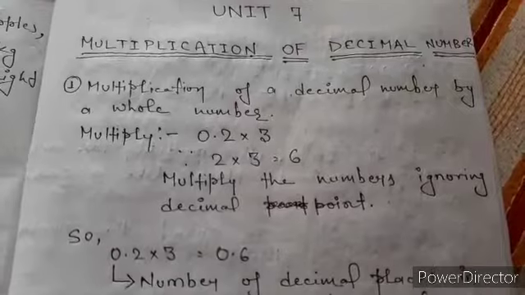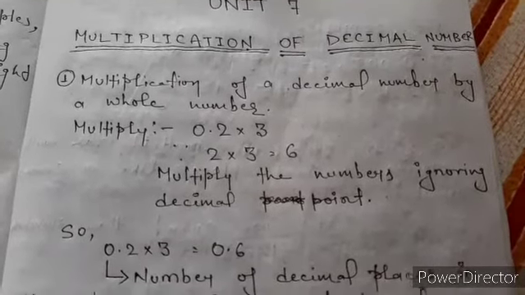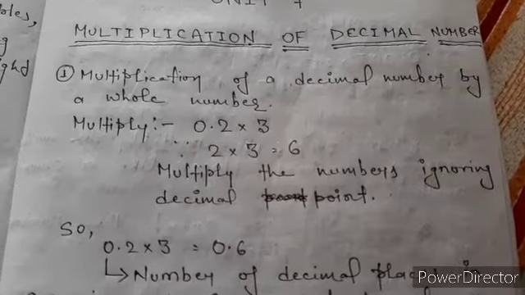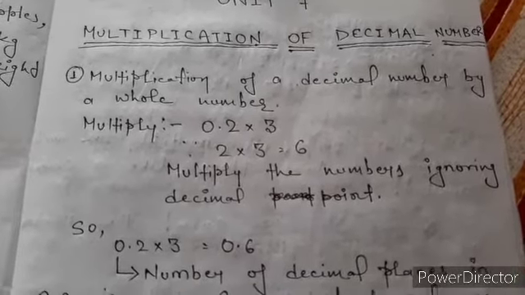I am going to teach about Unit 7, multiplication of decimal numbers. Multiplication of a decimal number by a whole number.